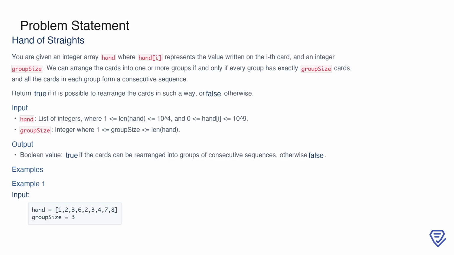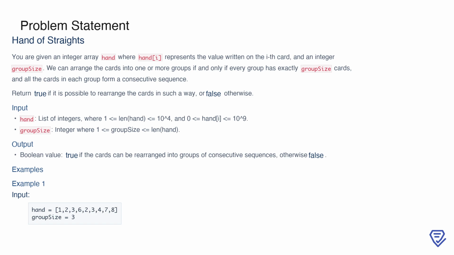Let's dive in. In this problem, we are tasked with determining if we can rearrange a given set of cards into one or more groups, where each group contains exactly a specified number of cards, called the group size. The key condition is that the cards within each group must form a consecutive sequence.